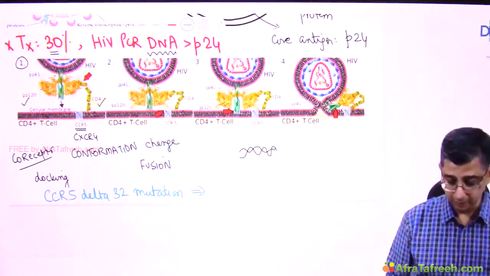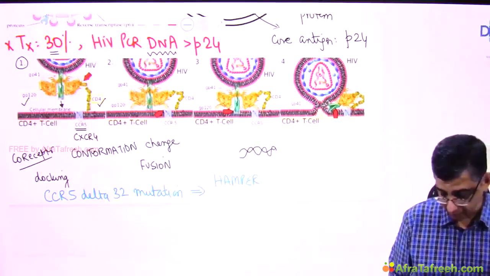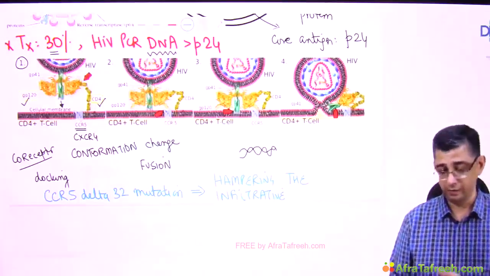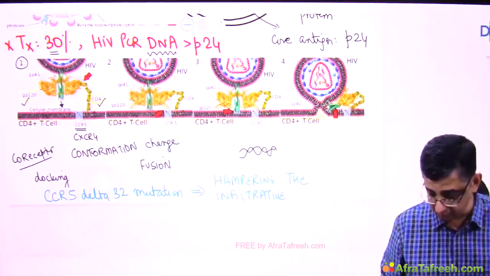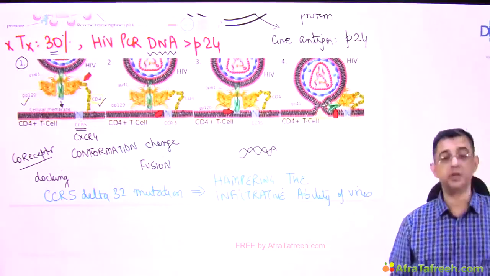So this rare condition should be remembered as hampering the infiltrative capacity of the virus. What I mean by infiltrative is the virus enters into the cell, then gets converted from RNA to DNA, integrates with the host genome. So hampering the infiltrative ability of the virus is a feature with respect to this particular mutation.